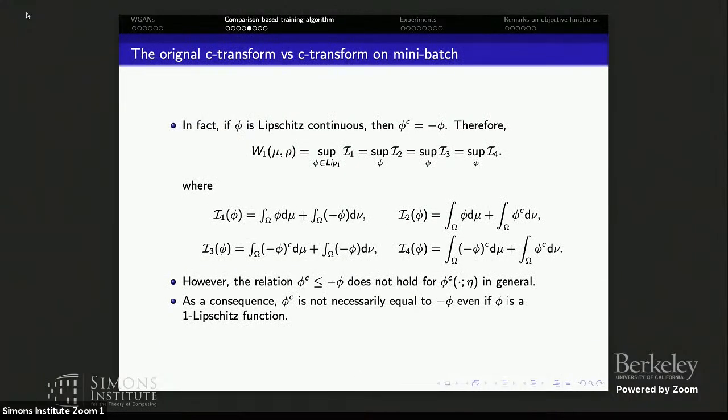There are differences between the original C-transform and the mini-batch C-transform. The main difference is that if phi is a Lipschitz function, then for the original C-transform, phi^c is for sure minus phi, and we also have the following dual formulation. However, this relation does not hold in general. As a consequence, phi^c is not necessarily equal to minus phi, even if phi is a Lipschitz function. And this is actually the main idea of our algorithm.